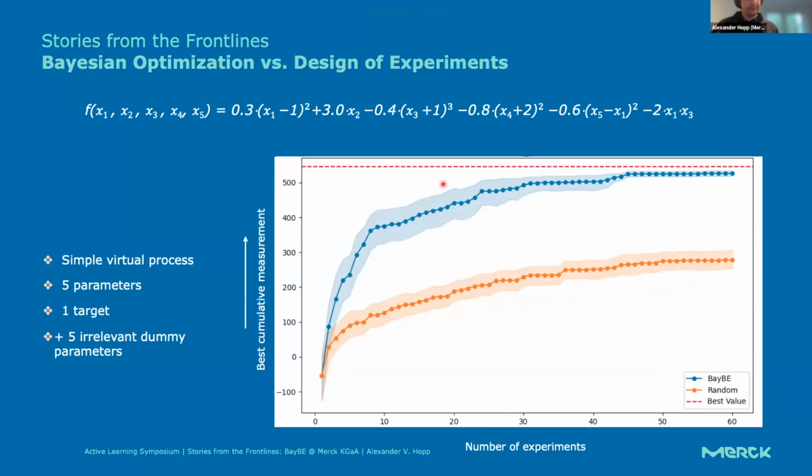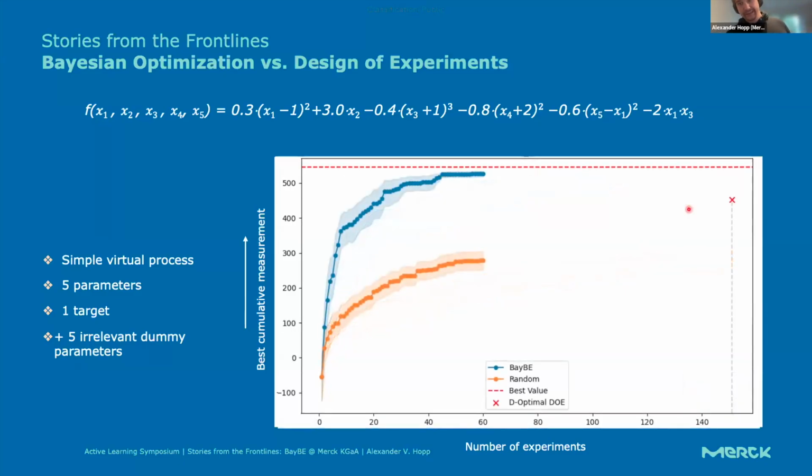So we did a similar experiment, but just added 5 dummy parameters that have nothing to do with the actual target. And you see here, BayBE is still able to basically fully optimize this process. Random is doing, well, randomly, so it's doing something. But you might wonder, wait, wasn't there a cross for the DOE in the previous plot? Where is it now? It's still there, but it's over here.